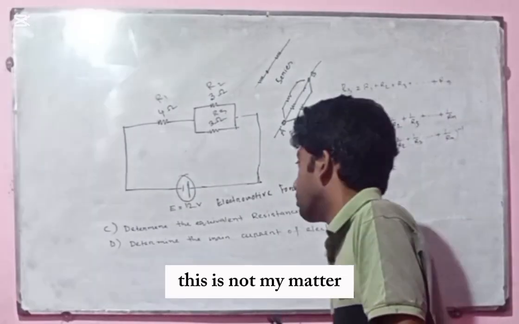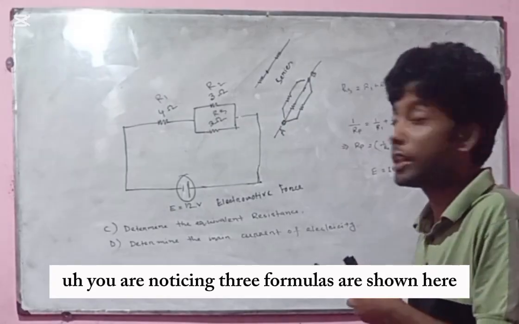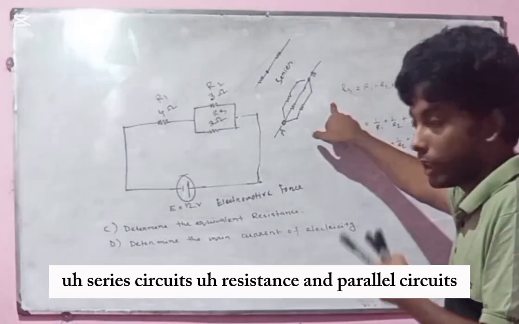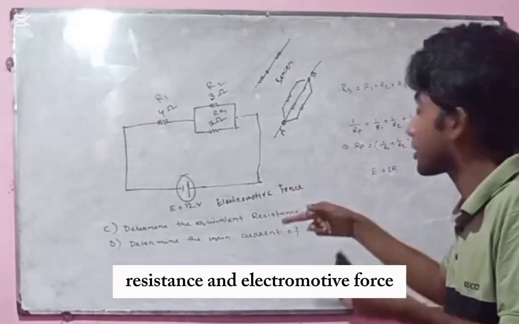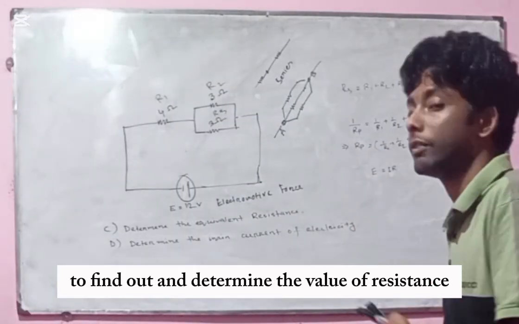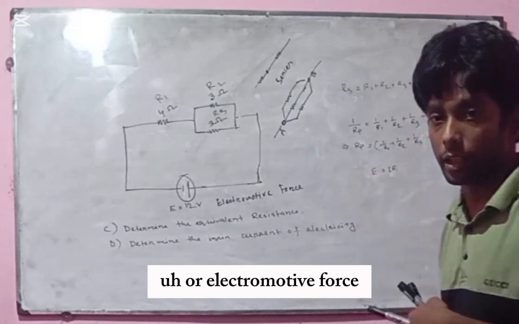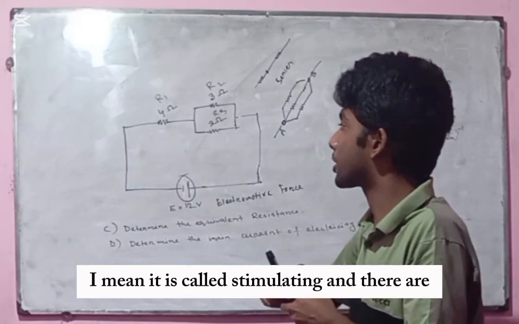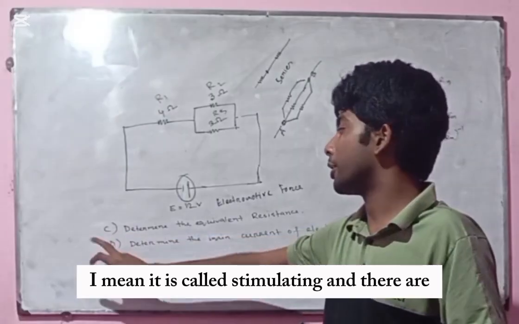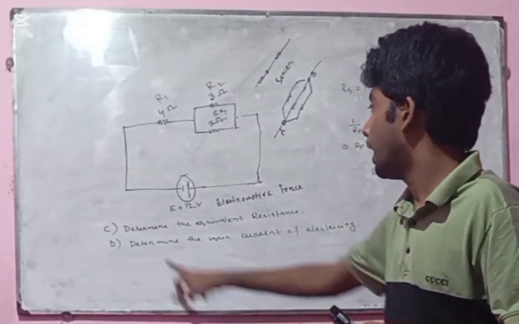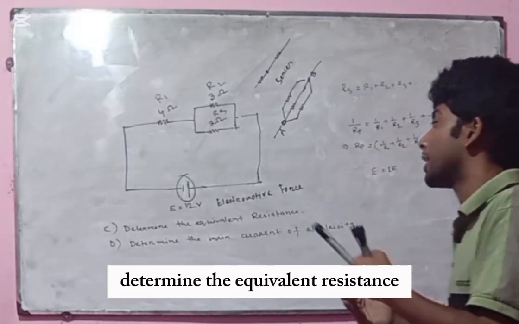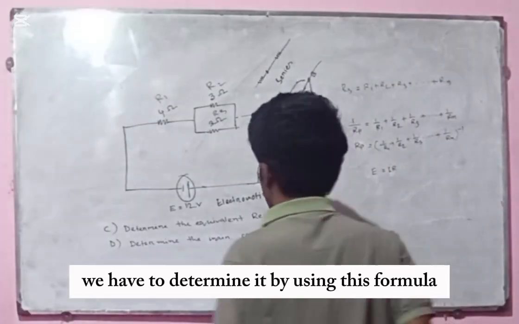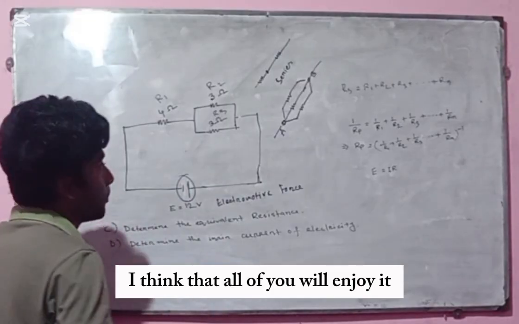Okay, this is not my main matter. You are noticing 3 formulas shown here: series circuit resistance, parallel circuit resistance, and electromotive force, to determine the value of resistance or electromotive force. Now you are noticing the question. It is called a stimulus, and there are 2 questions shown here. Determine the equivalent resistance. What is the value of the equivalent resistance? We'll have to determine it by using this formula. I think that all of you will enjoy it.